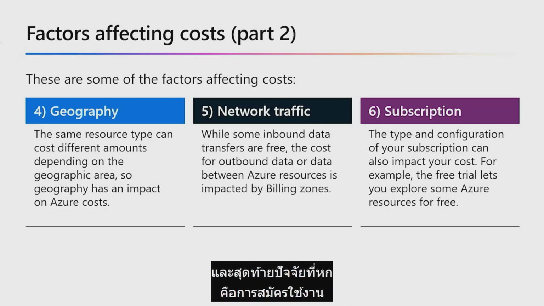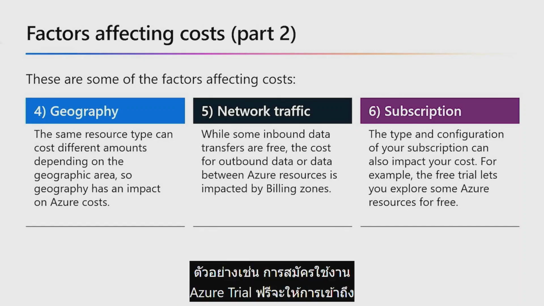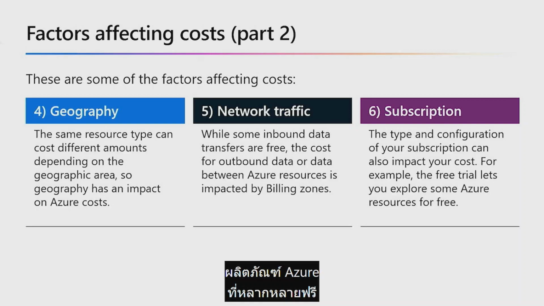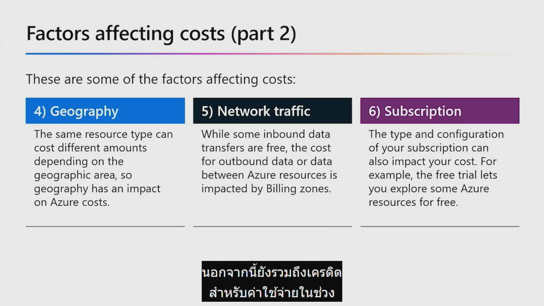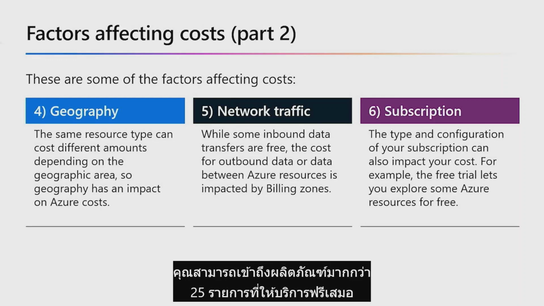And finally, the sixth factor is subscription. Some types of Azure subscription also include usage quotas that affect costs. For example, the free Azure trial subscription provides access to a range of Azure products for free for 12 months. It also includes credit for expenses during the first 30 days from the registration date. You get access to over 25 products that are always provided for free.